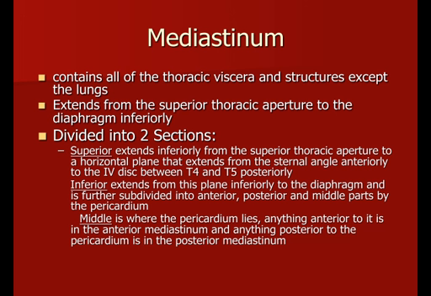Okay, your mediastinum contains all the thoracic viscera and structures except the lungs. It extends from the superior thoracic aperture, or the thoracic inlet, to the diaphragm inferiorly. There are 2 sections of it. The superior extends inferiorly from the superior thoracic aperture to a horizontal plane between the sternal angle and the intervertebral disc between T4 and T5 posteriorly.